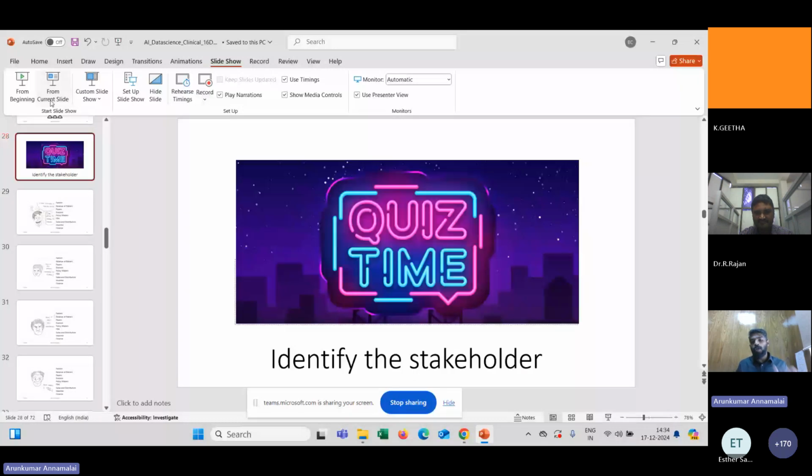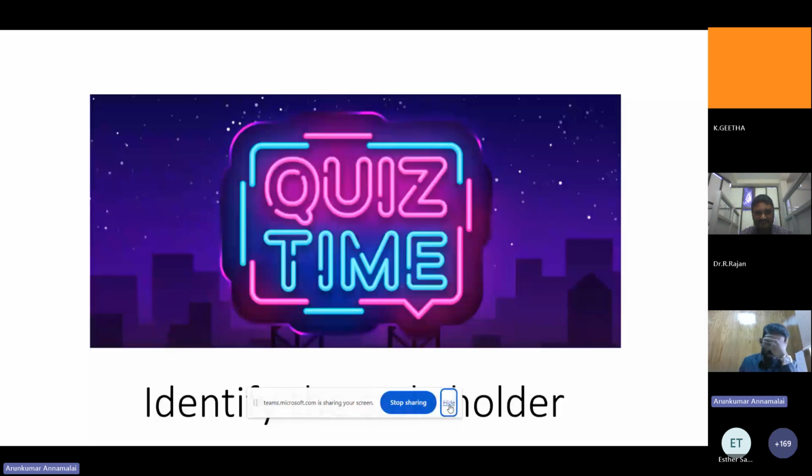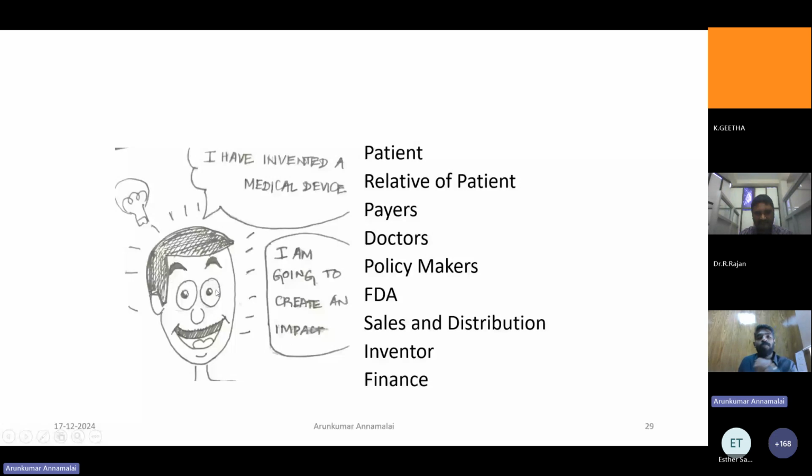See, we all discussed about stakeholders, right? So it's a small quiz. So who will possibly be telling this? I have invented a medical device. I'm going to create an impact. Anyone? A research person or scientist. Okay, so the inventor. Good.